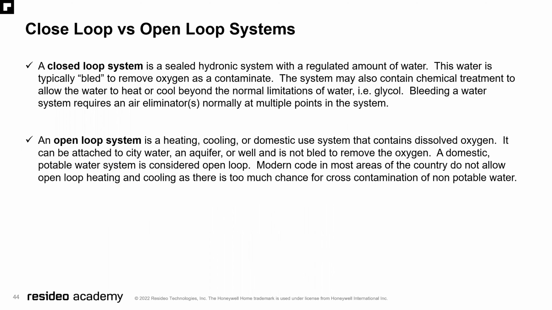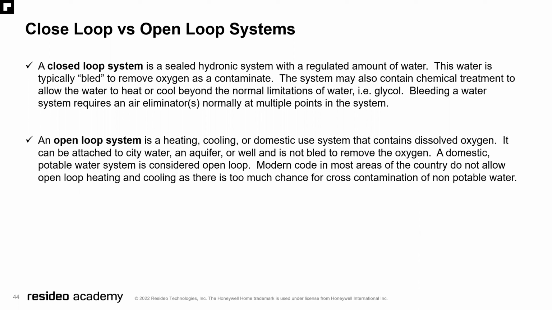A quick note on closed loop versus open loop systems. Closed loop system is a sealed hydronic system with a regulated amount of water. This water is typically bled to remove oxygen as a contaminant. The system may also contain chemical treatment to allow the water to heat or cool beyond the normal limitations of water, i.e. glycol. Bleeding a water system requires an air eliminator, normally at multiple points throughout the system.